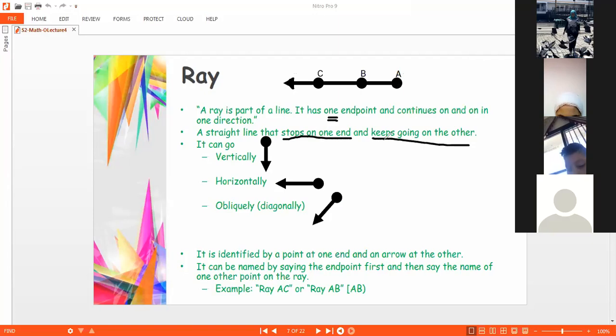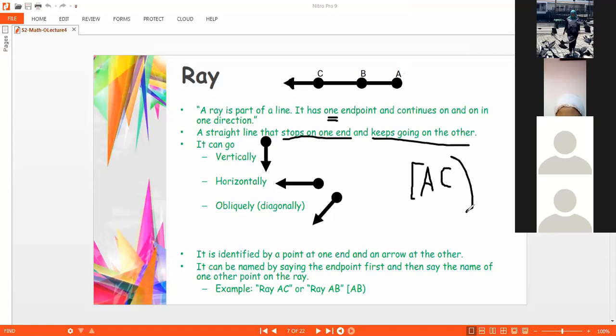Say it, please. It stops on one end and keeps going on the other. Okay, is it clear, guys? Now, how do I name this ray here? It starts with A. So I'm going to write A and I'm going to close on A. Why did I close on A? Because it starts on A. And here I'm going to put C, but I'm going to put it open on C. Why is it open? Because I can extend it on C. Is it clear? Yes. Great.